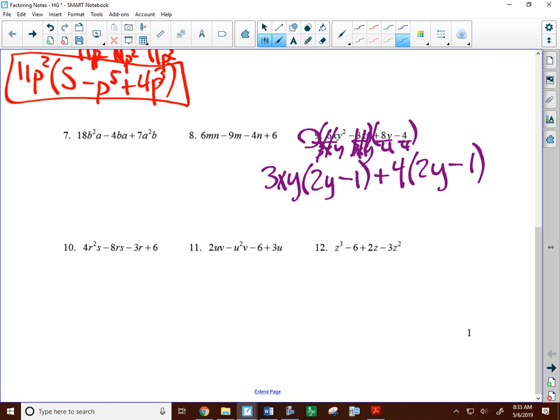Okay. So here's what happened. If you get the same thing in parentheses here, then grouping worked. If you didn't, then grouping didn't work. You're going to have to go back and try something else. Or you made a mistake.